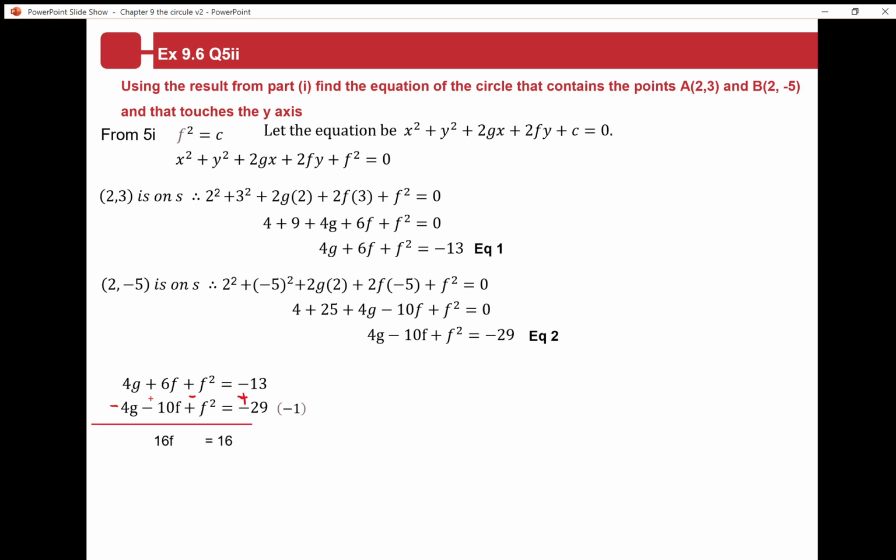Solving for our remainder, we're left with 16f equals 16. And dividing both sides by 16 gives us f is equal to 1. We've now found that f is equal to 1, so we will substitute this back into our first equation.